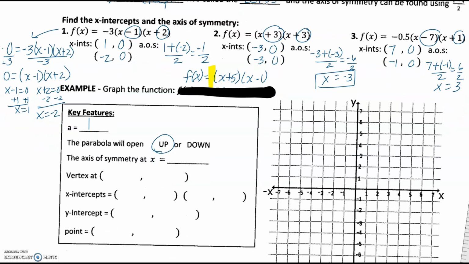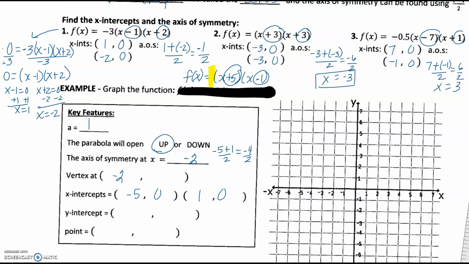Let's do my x-intercepts next. That's easiest. So again, this is 5, so I do the opposite. It's negative 5, 0. I do the opposite again of negative 1. That's 1, 0. So I have those done. Now let's do my axis of symmetry. You take the negative 5 plus 1 and divide by 2. That gives me negative 4 over 2, which is negative 2. That is the x of my vertex.